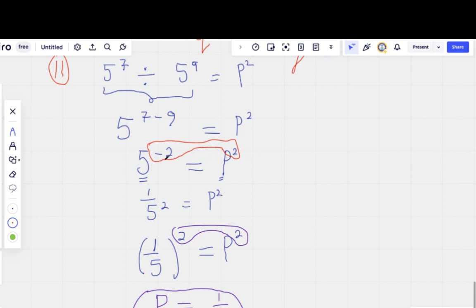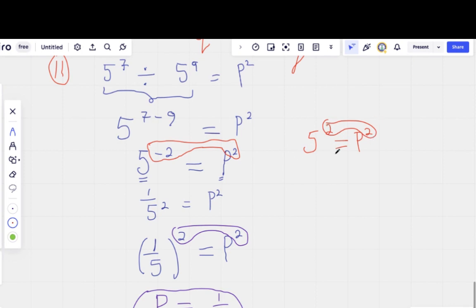But here we have 5 to the power of negative 2. If the question was like this, 5 to the power of 2 is equal to p to the power of 2, let's say you solve a problem and you get to this junction, 5 to the power of 2 equal to p to the power of 2. Now, the bases are not the same, but the powers are the same. And the moment the powers are the same, we equate the base. The moment the bases are the same, we equate the power, vice versa.